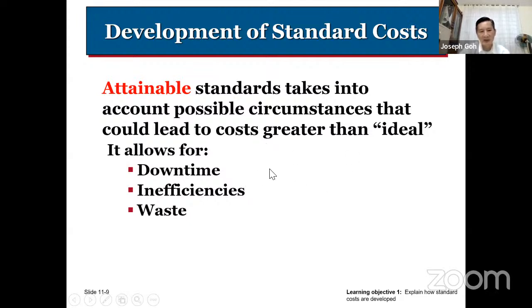There's no perfect condition. Sometimes the workers will not report to work for 3 days because of an accident on the road, you see. So we have to take into consideration all these possible things that will happen.